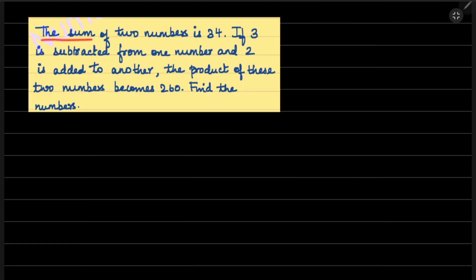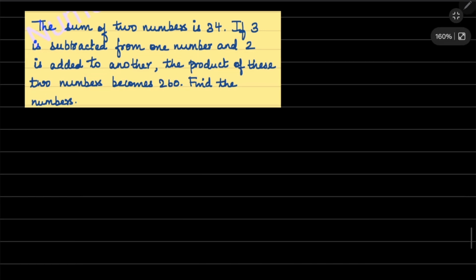The question is, the sum of two numbers is 34. If 3 is subtracted from one number and 2 is added to another, the product of these two numbers becomes 260. Find the numbers. So you are given two numbers whose sum is 34. Now for example, if you know the sum of two numbers is equal to 10, and I assume one number as 2, how will you calculate the other number? It will be 10 minus 2, the total sum minus 2, which will be 8.